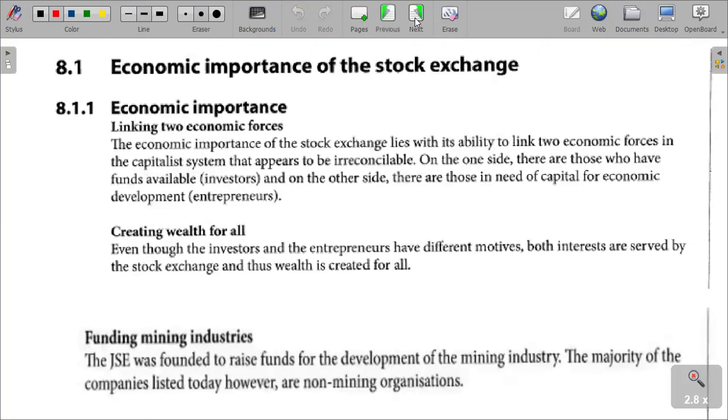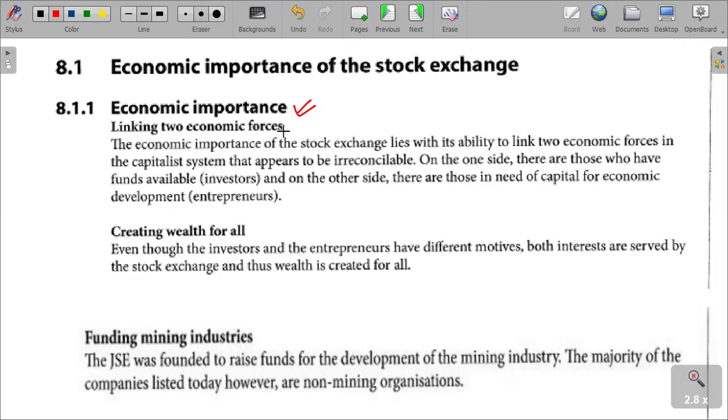Economic importance of stock exchange. What is the importance of stock exchange? I want you to understand that this can also appear in our final exam, asking what is the importance of stock exchange. Identify the importance of stock exchange. One, economic importance of stock exchange.